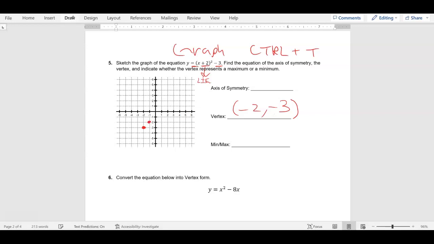Up one, over one, up one, over one. If you plot points, if you graph it and hit Control T, you're gonna get these other points too, okay? Cool. So my axis of symmetry is x equals h, and remember, h is a lie, so instead of plus 2, it's negative 2, this number right here. And then this is at the bottom of a u, so that's a minimum.